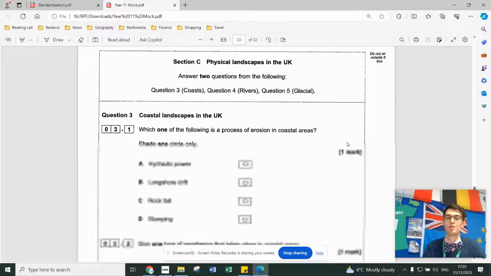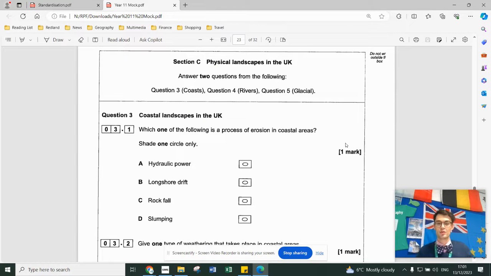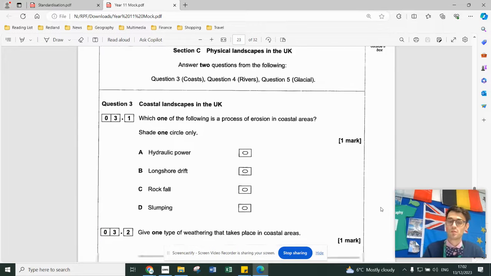Move to rivers. The answer to this question was an erosional process. Erosional: hydraulic action, abrasion, attrition, and solution. Okay, so it was hydraulic action. Number one. Number two, weathering.